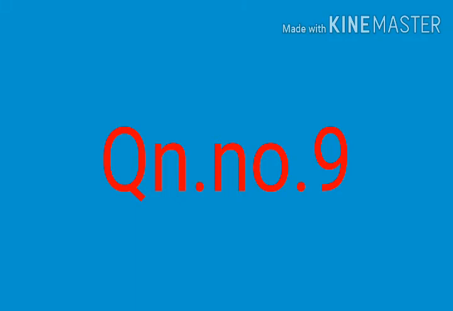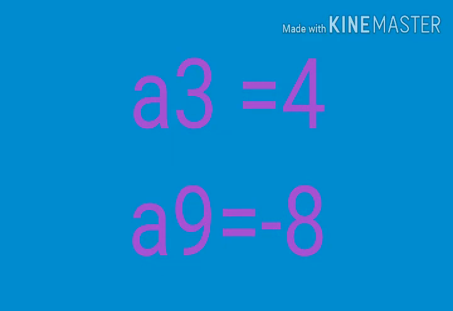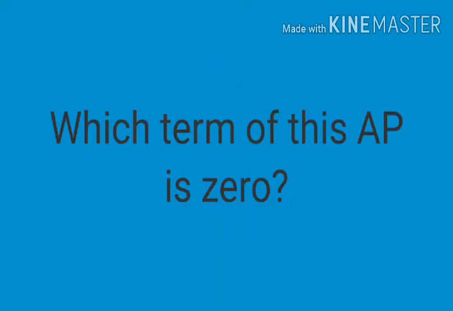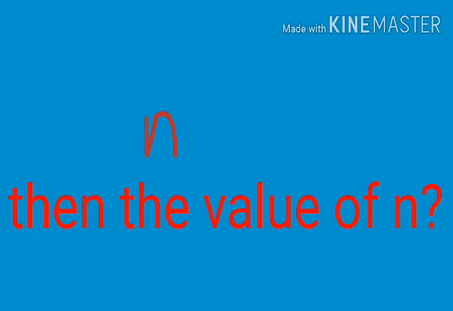Now the question number 9. If the third and ninth term of an AP are 4 and negative 8 respectively, which term of this AP is 0? So here third term of an AP is given as 4 and ninth term is negative 8. Then we have to find which term of this AP is 0. That means an is equal 0. Then what is the value of n? That we have to find.